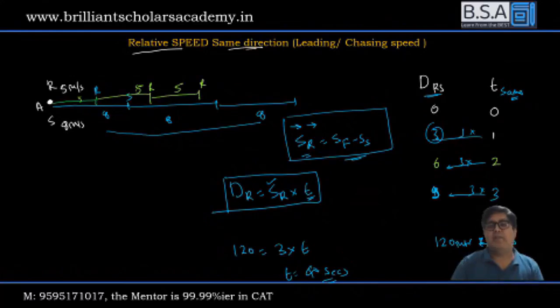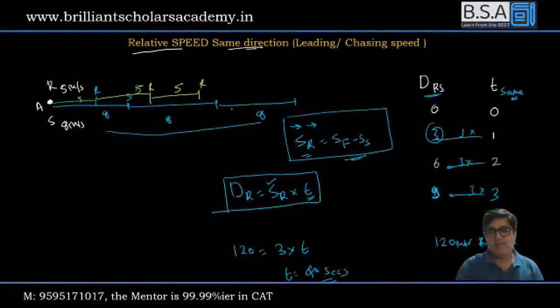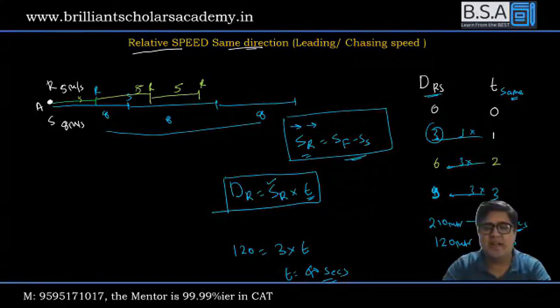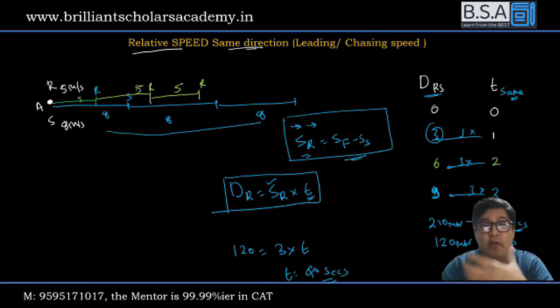If I ask you, after how much time will Suresh have a lead of 210 meters? After 70 seconds, he will have a lead of 210 meters. This is the concept of relative speed. Their individual positions do not matter. You don't have to find out where they are individually. You can find out the gap between them through relative speed. In the same direction, speeds are subtracted. Jot it down.